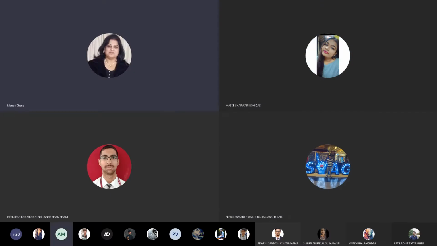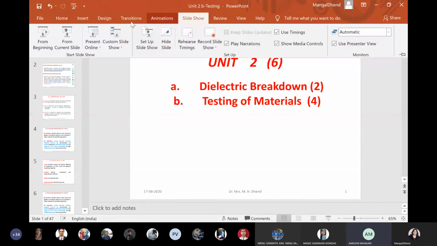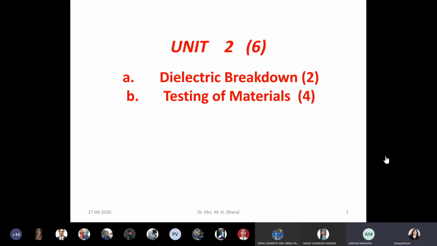Ma'am, actually, Maithili wanted me to tell you that she is at her native place, so there is no network there. So she couldn't give the test today. She tried to log in to Teams as well as Google Classroom. It was just not possible for her.